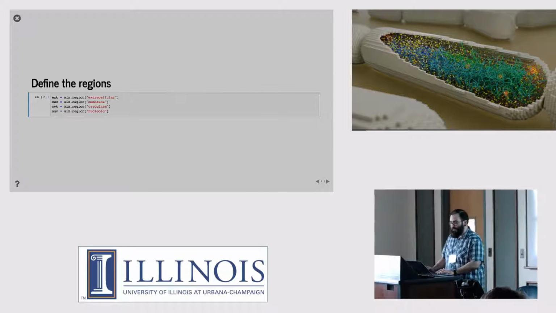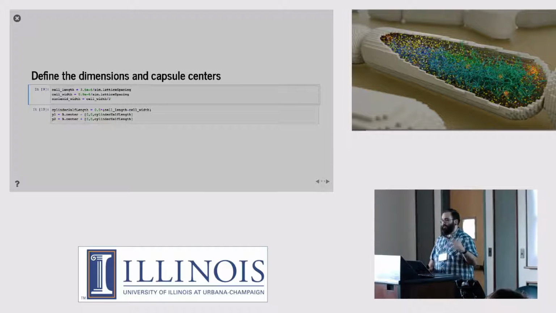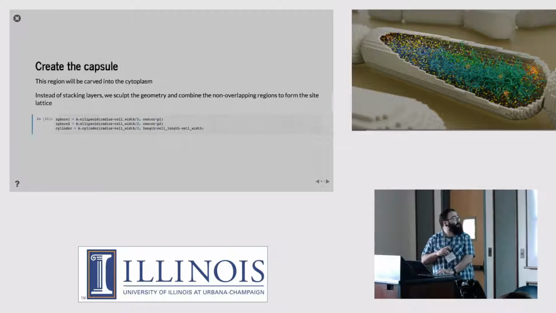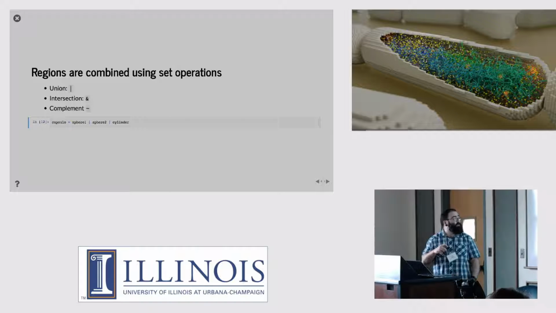So we define the regions very similar to PyLM. And we create a region builder object that we use to construct the site type lattice with. So this is going to be the same cell that we built before. This is going to be an E. coli cell. So these are the same measurements as before, constructing the half length of the cylinder and the 2 points. And we build the 2 spheres, sphere 1, sphere 2, and cylinder. And then we just take the union of those 3 elements to build the capsule. So these are just standard NumPy arrays right now. We're not doing anything with JLM, lattice micros, PyLM, or anything.